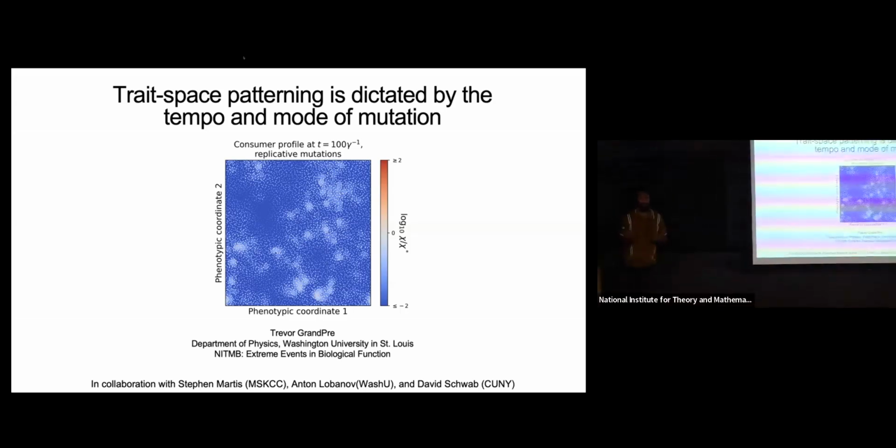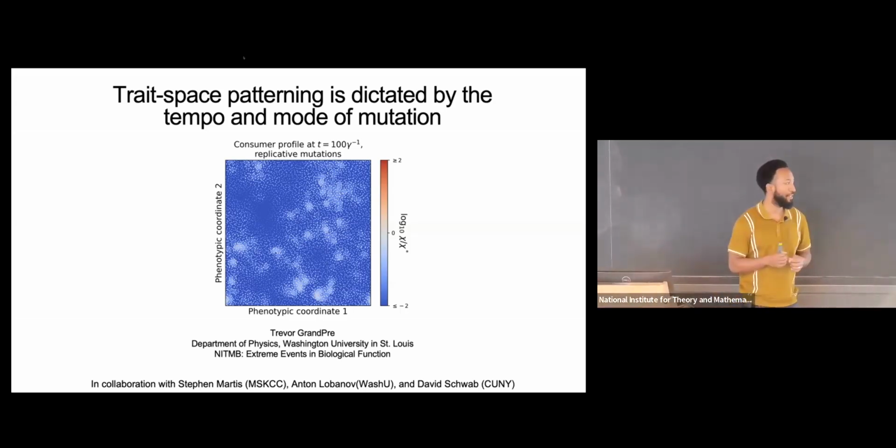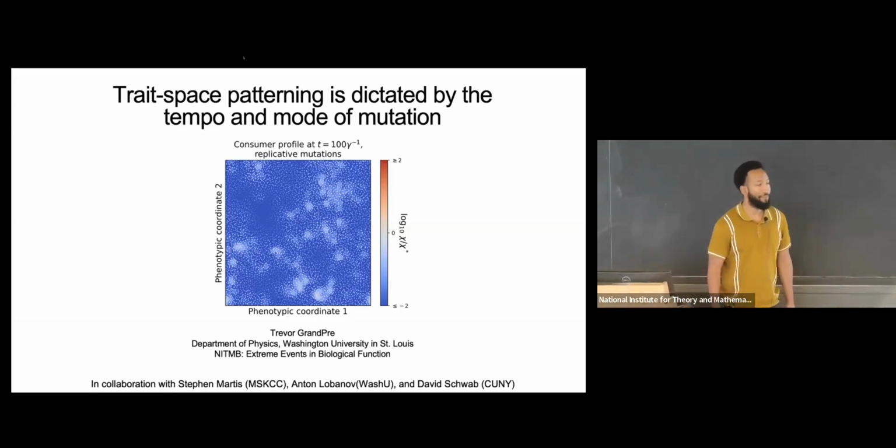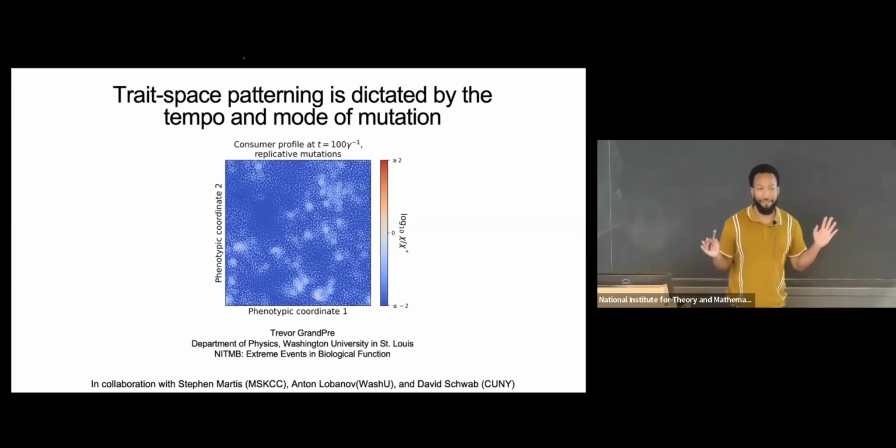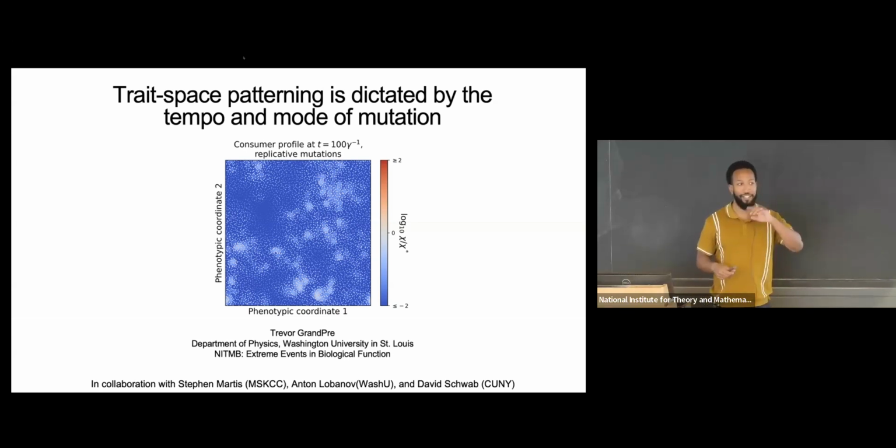My name is Trevor GrandPre. I'm an assistant professor at Washington University in St. Louis. And today I'm going to talk to you about trait space patterning. That might seem like a lot of jargon at the moment, so I just wanted to go through this a little bit more slowly. This is phase separation, or some kind of patterning on a two-dimensional phenotype space. So this doesn't make any sense, but this is where I'm going to take you.